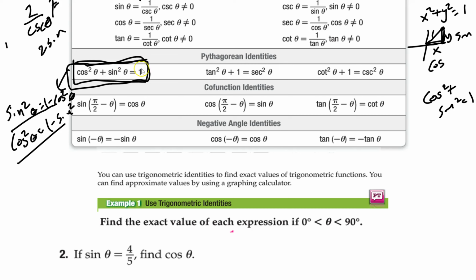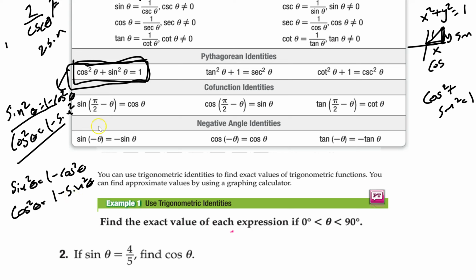Cosine squared plus sine squared equals 1, which is the most important formula in trig. If you want to get sine by itself, just subtract cosine squared from both sides. You get sine squared equals 1 minus cosine squared. If you want to get cosine by itself, subtract sine squared. Cosine squared equals 1 minus sine squared. Those are all formulas you have to know. So again, sine squared equals 1 minus cosine squared, and cosine squared equals 1 minus sine squared. All super important.